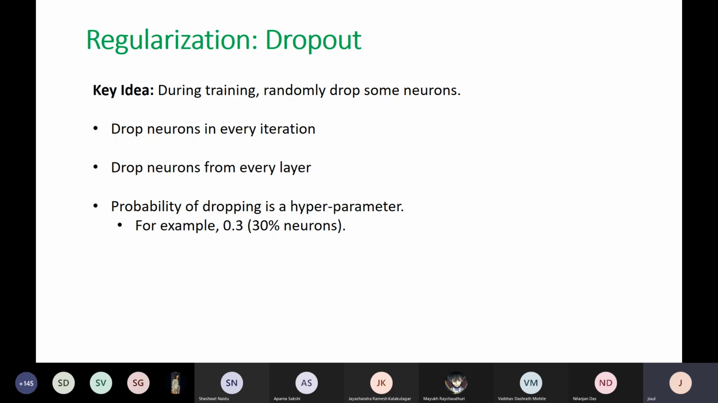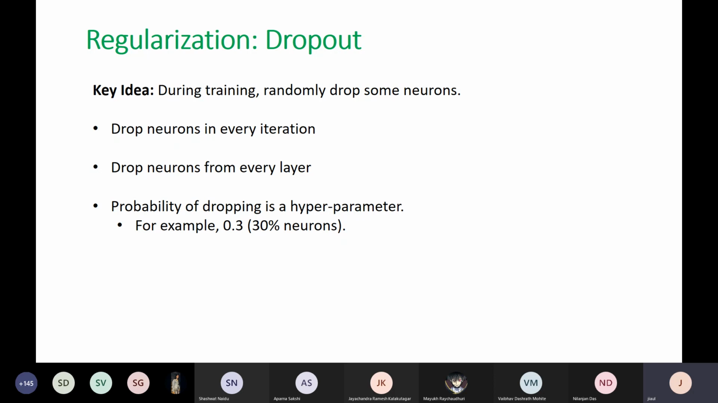So what is the key idea? The key idea is that when you are training the model, you randomly drop some neurons. During every iteration, you drop some neurons, and you drop neurons from every layer also. Typically there is a hyperparameter which controls the probability of dropping. For example, 0.3 means you want to drop 30% of the neurons at a particular iteration, and you set it as a hyperparameter.